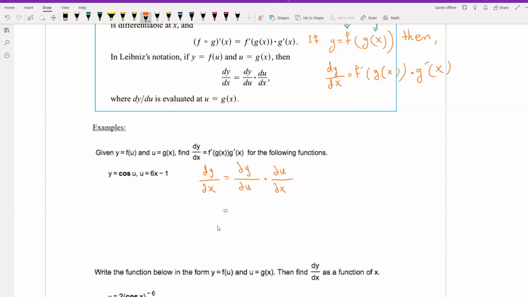And this is equal to, so the derivative of y with respect to u, here we have cosine, so the derivative of cosine is negative sine. And here we have u multiplied by the derivative of u with respect to x, here we have 6. And now what we have for u is 6x minus 1, so writing this one here. And then multiply by 6. So our answer is negative 6 sine of 6x minus 1.